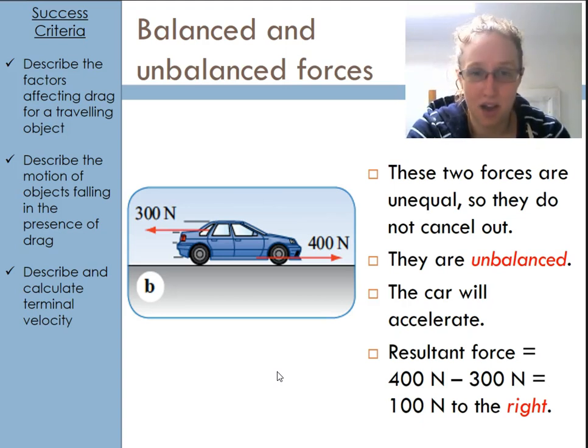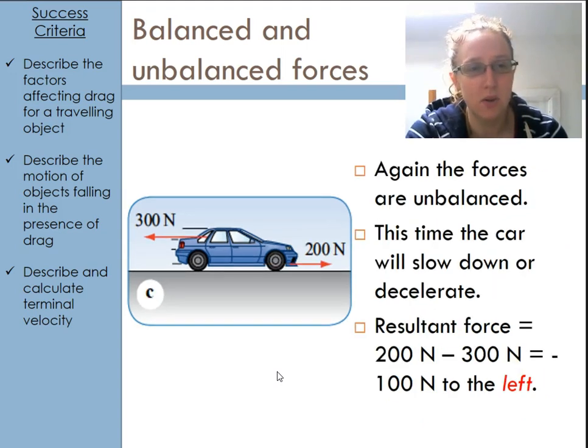Okay, now I've got 300 newtons to the left, 400 to the right. My two forces are unequal, they don't cancel out, so they are unbalanced. That means my car will accelerate. In this instance, it's going to accelerate to the right because there is a resultant force, which I can do by 400 minus 300, so 100 newtons to the right. And that is the force that I would use in F equals ma to calculate its acceleration. It would be that 100 newtons to the right.